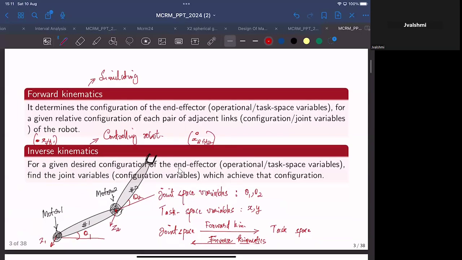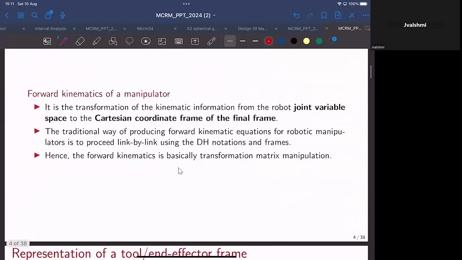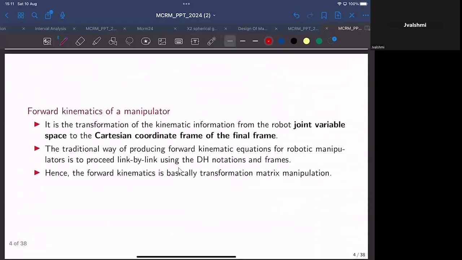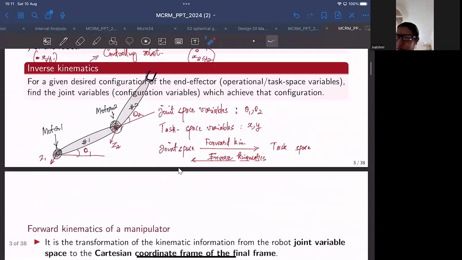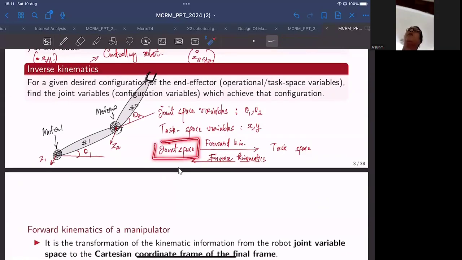Okay, so moving on, what can we say more about the forward kinematics of a robotic manipulator? Basically, it is the transformation of the kinematic information from the robot joint variable space to the Cartesian coordinate frame of the final frame. So this is what we have covered previously. To transfer the information from the joint space to the task space using a mapping, that specific mapping is what we call forward kinematics.